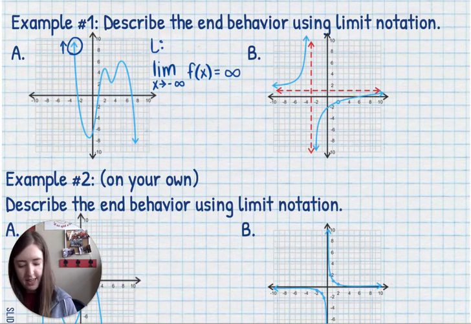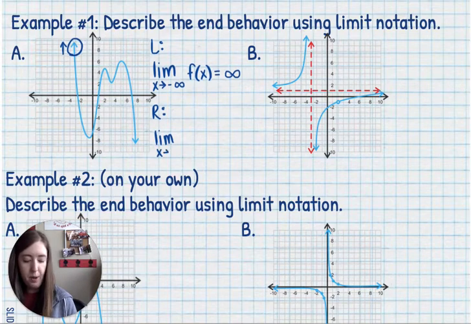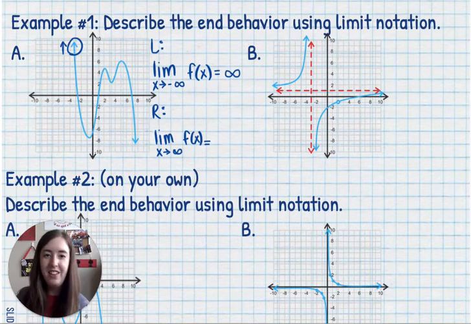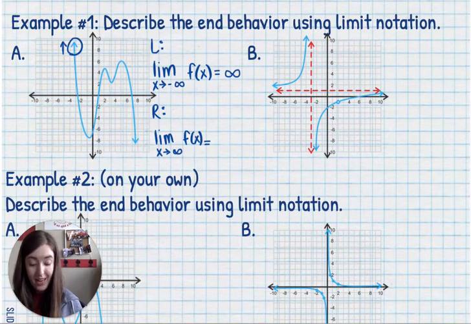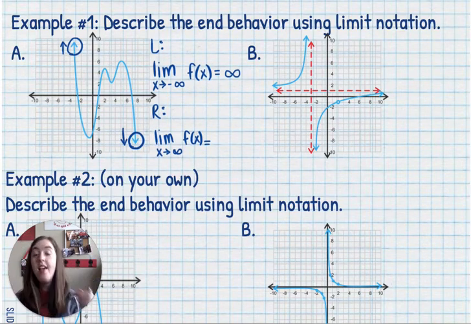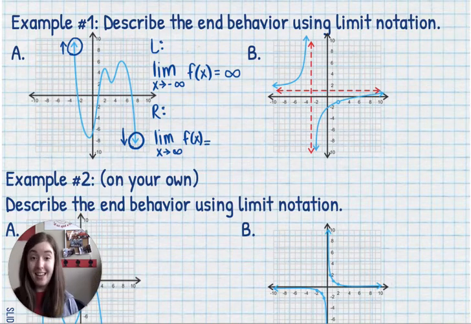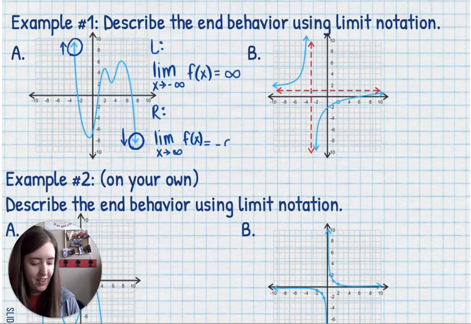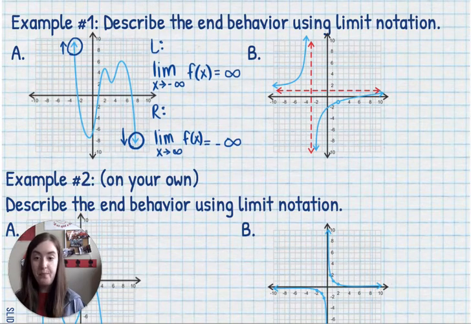Now let's look at the right side. Remember, the right side is where x is approaching positive infinity. Kind of silly looking infinity, but you know what I'm trying to say. All right, down here, see how my arrow is pointing down? That means that my function, as x gets really, really big, goes to negative infinity. So I should have a negative infinity over on the other side. So those are the situations when you'll have a positive infinity or a negative infinity.